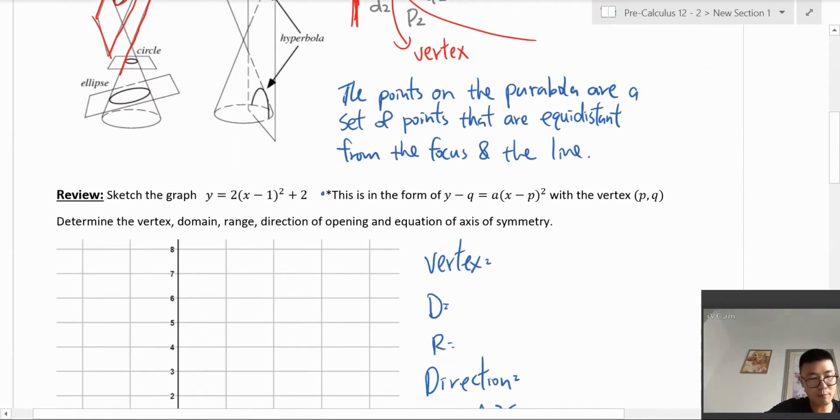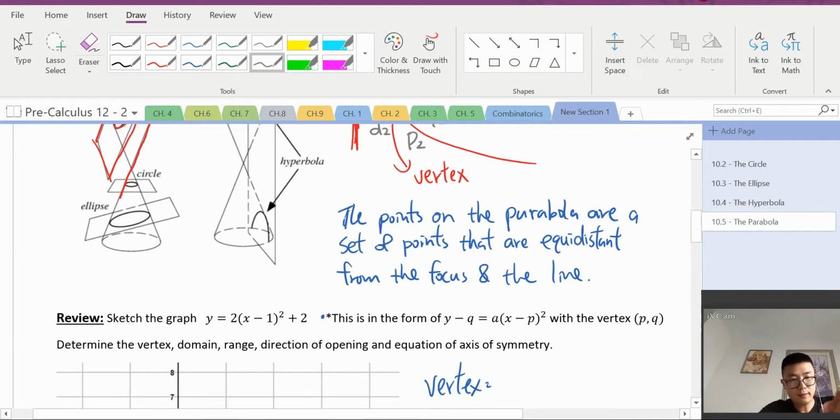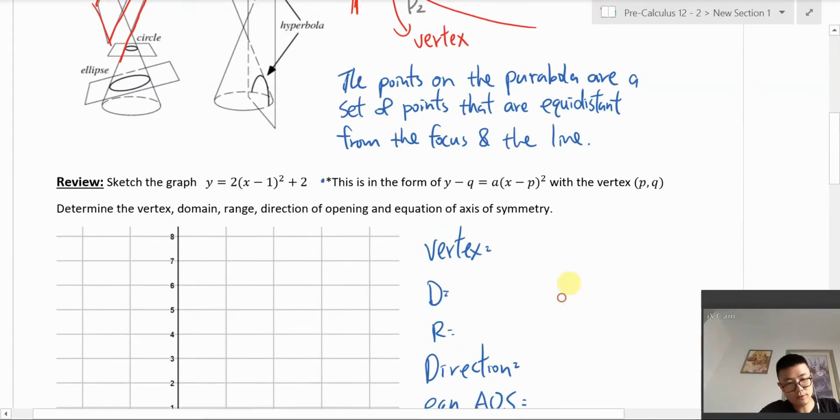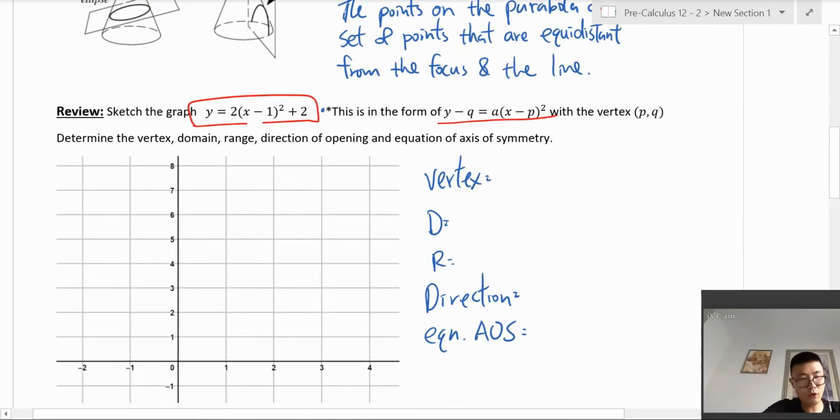Here is our example. I'm sure you've seen this before in Pre-Calc 11. Again, there is the equation in standard form: y equals 2 times (x minus 1) squared plus 2. I know it's not exactly in this form, but we can move the q to the left quite easily, by moving it by minus 2. But anyways, we've seen this form, the vertex form, quite a lot, right? So we know how to graph this. The vertex is (1, 2). That is right here.